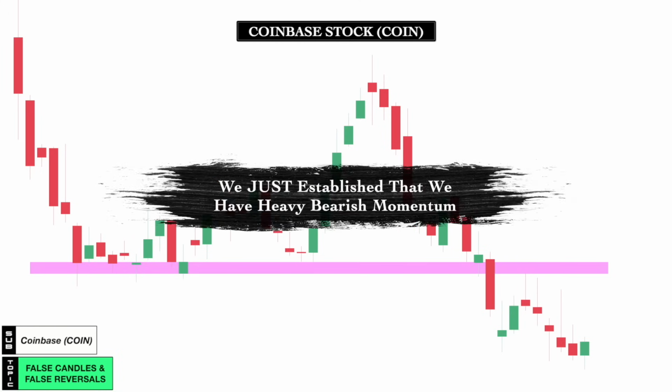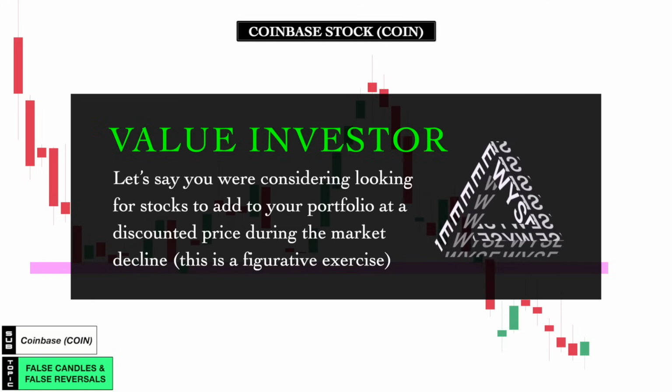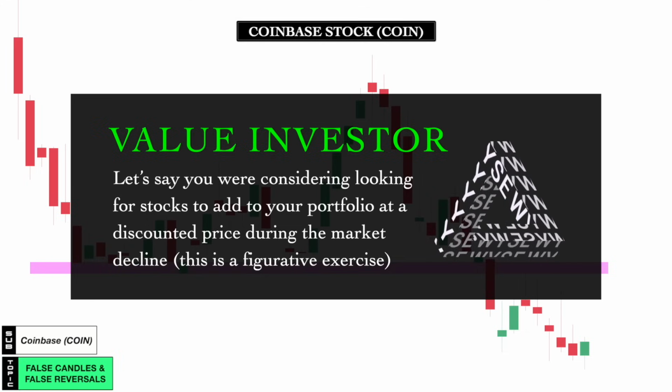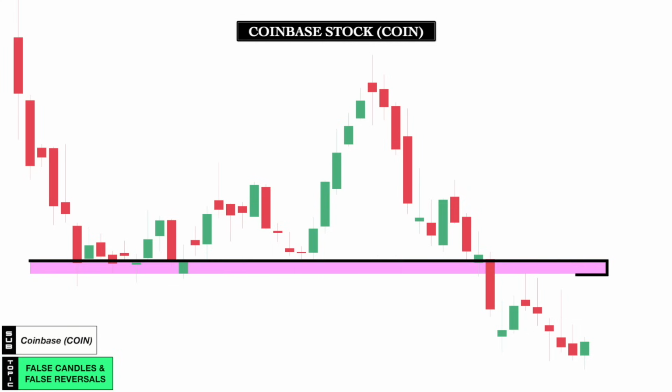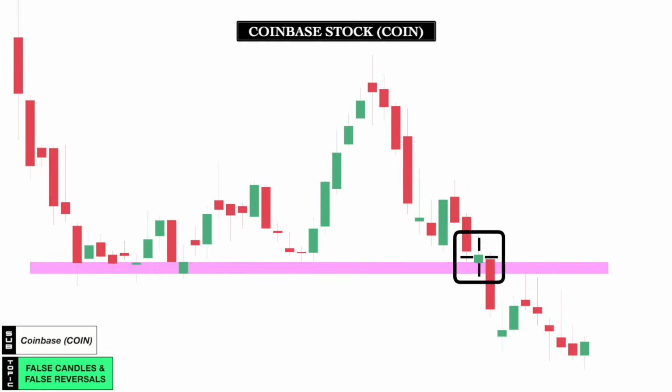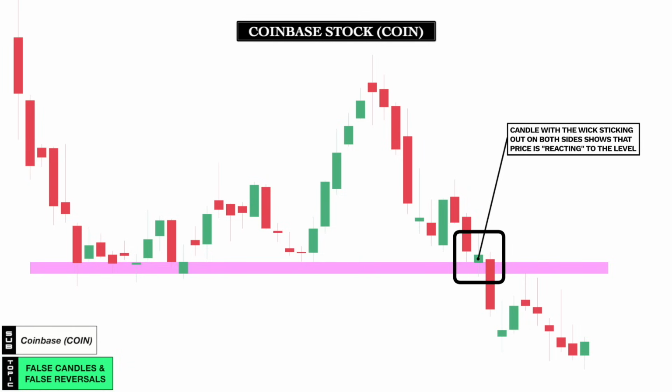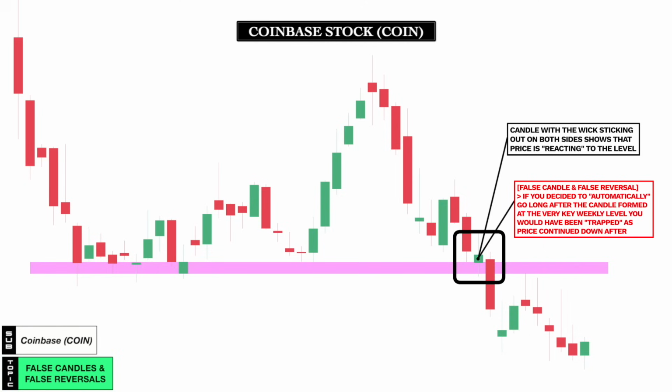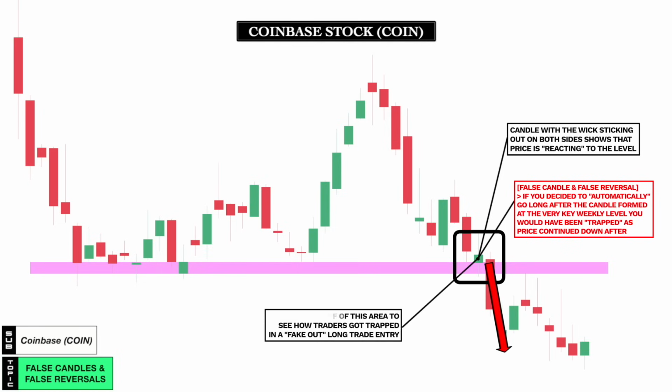Again, we established that we have bearish momentum. So figuratively speaking, let's say you are a value investor looking for stocks to buy to add to your portfolio at a discounted price during this market decline. You spotted this key support level here due to these multiple reaction points. As price reached the level, you had a green candle with the wick sticking out. Again, if you decided to automatically go long against the strong downtrend, simply because you had candlesticks at a key level, you would have been trapped as price continued down. So let's pull up the 4-hour time frame to look inside of these candles and why this long setup failed.